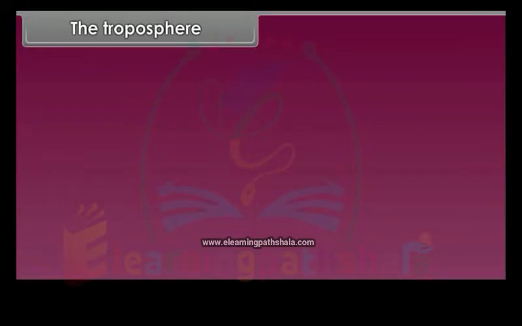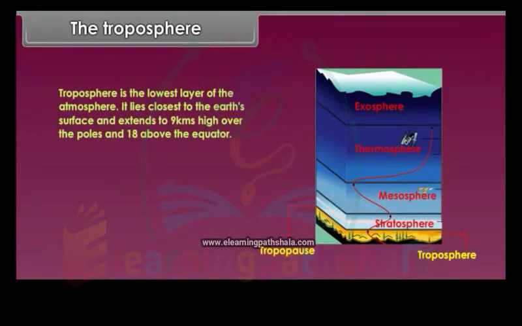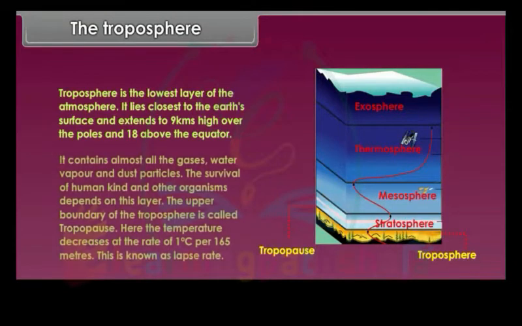The troposphere. Troposphere is the lowest layer of the atmosphere. It lies closest to the Earth's surface and extends to 9 kilometers high over the poles and 18 above the equator. It contains almost all the gases, water vapor, and dust particles. The survival of humankind and other organisms depends on this layer. The upper boundary of the troposphere is called tropopause. Here the temperature decreases at the rate of 1 degree Celsius per 165 meters. This is known as lapse rate.